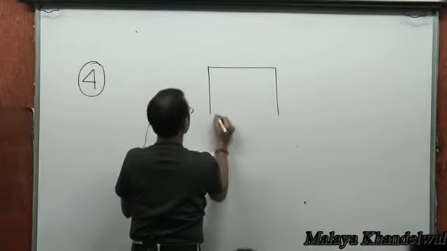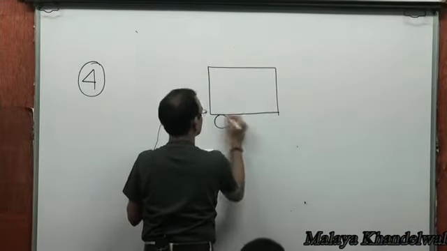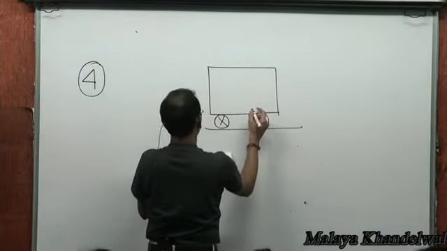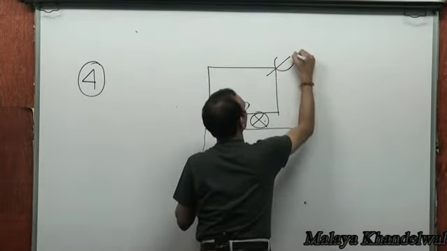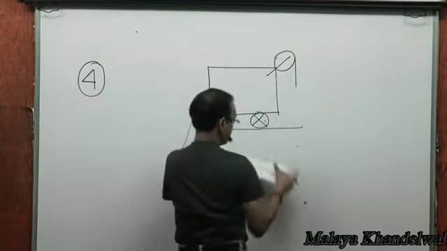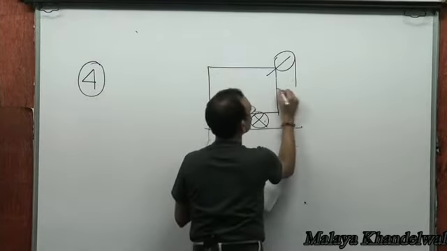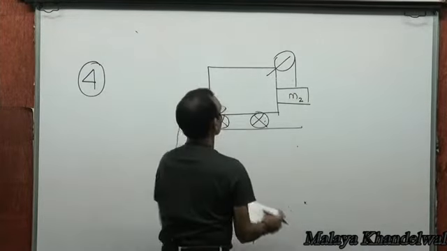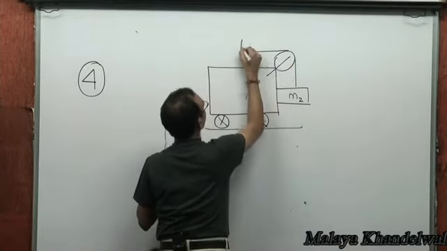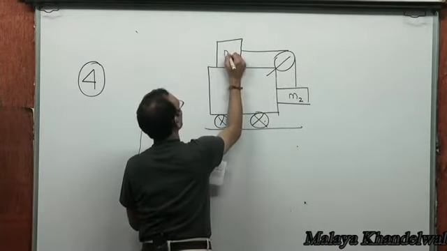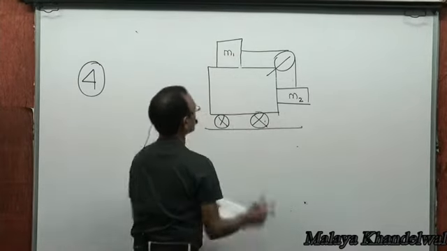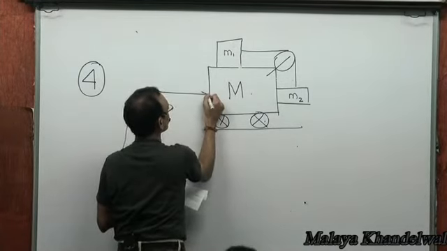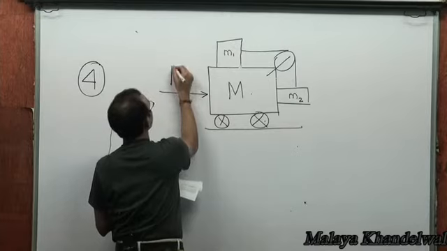We have a trolley here. There is a pulley and a mass M2. Mass M1, and the mass of the trolley is capital M. And a force F is applied on the trolley.